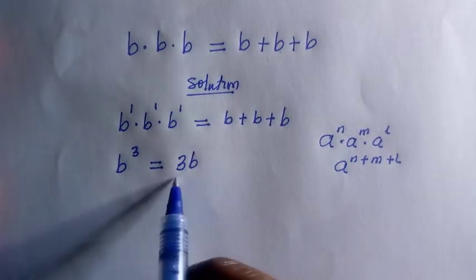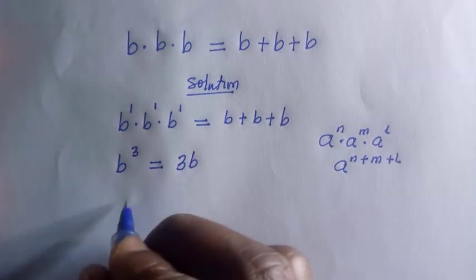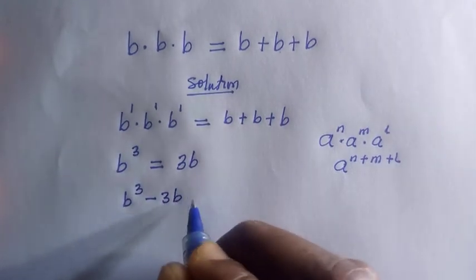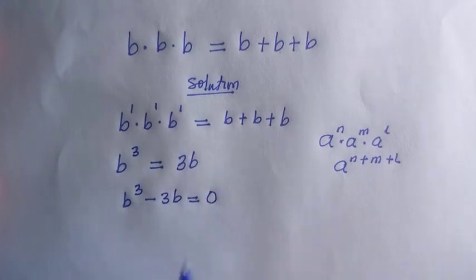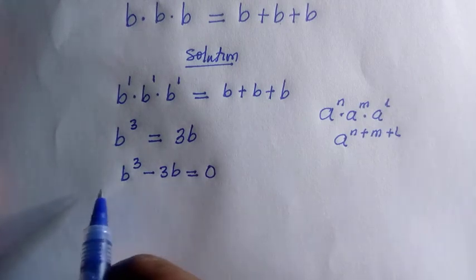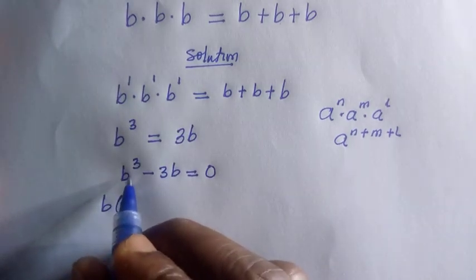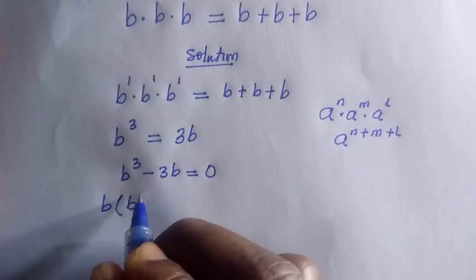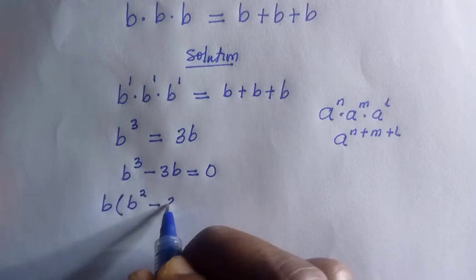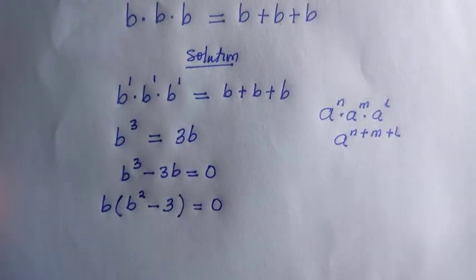Since we need to find all the given solutions that satisfy this, we don't need to cancel b and b. So what we do here is we take this 3b to this side and we have b to the power of 3 minus 3b equals 0. And next, by factoring out b, when we divide this one by b, we are left with b to the power of 2 minus, when we divide this one by b, we are left with 3. And everything equals 0.